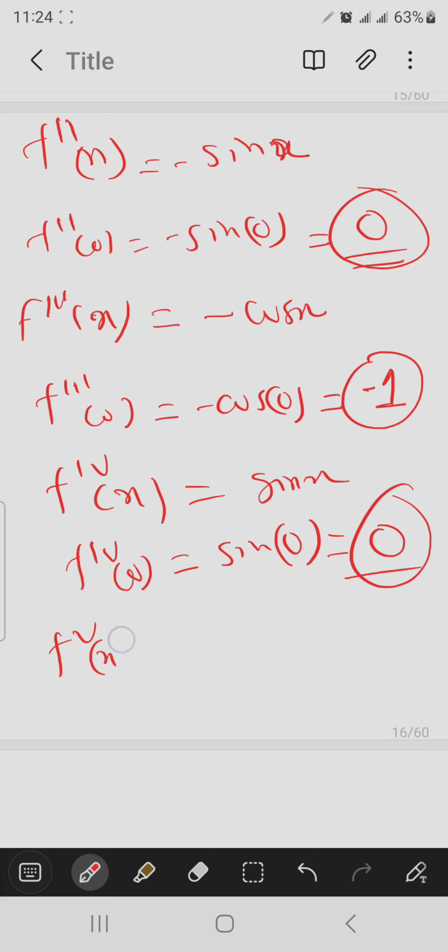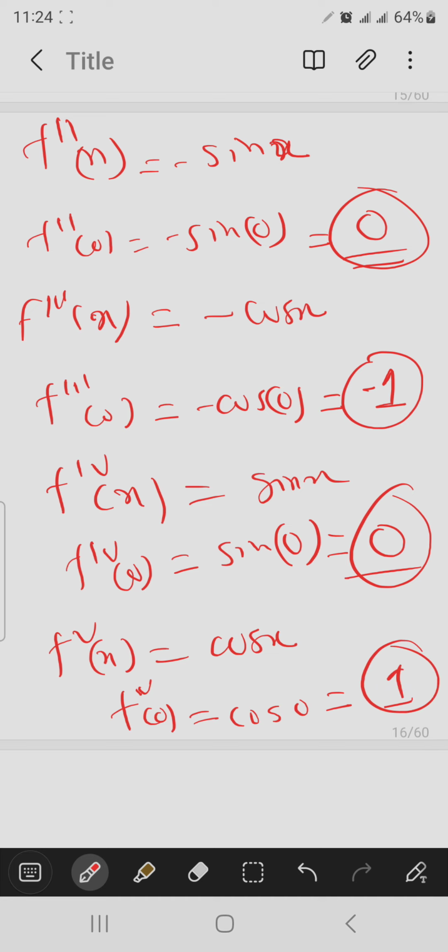f v of x equals to what? When I differentiate sin x, equals to what? Cos x. So now f v of 0, of what? Cos x will now be equal to what? Cos 0 is now equal to what? 1. I will use this as well. That's why I'm circling it.